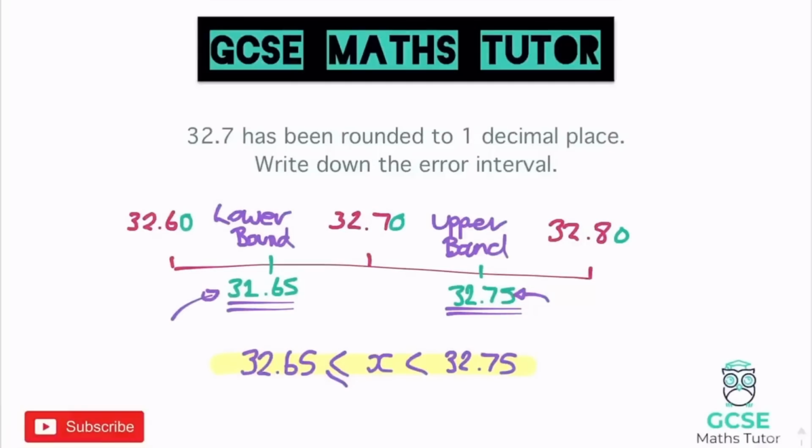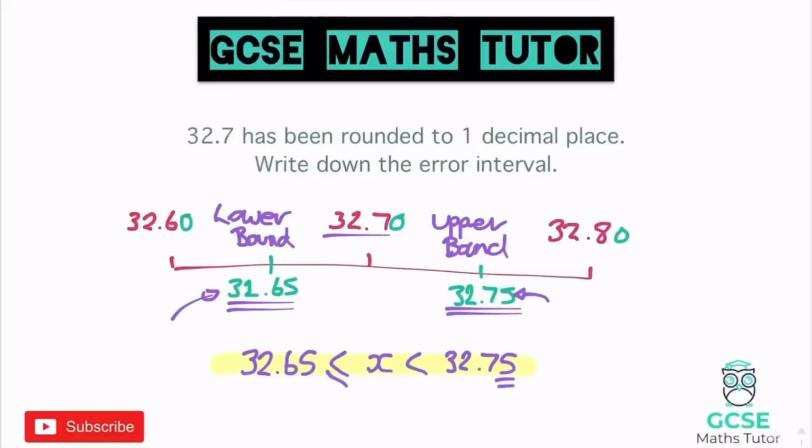Now that's the logic behind why we write the inequality the way we do, why we write this error interval like that. But there is just a nice little trick. If you look at this original number, 32.7, to get the upper bound, the only thing that's changed is this extra 5 on the end. And that's going to always be the case for these ones.